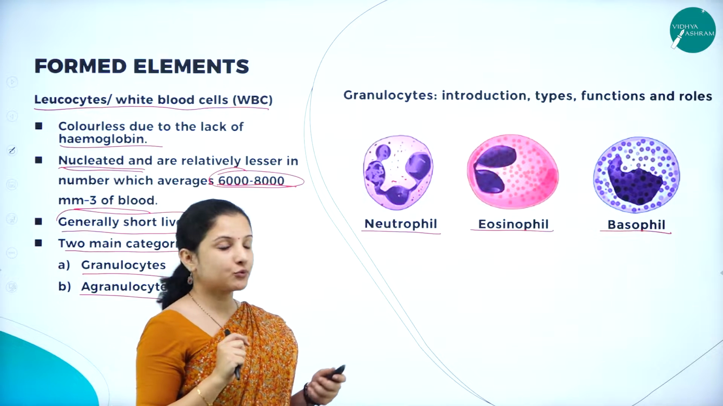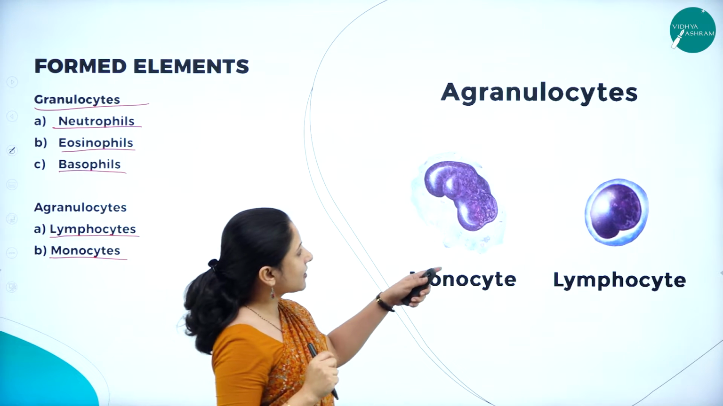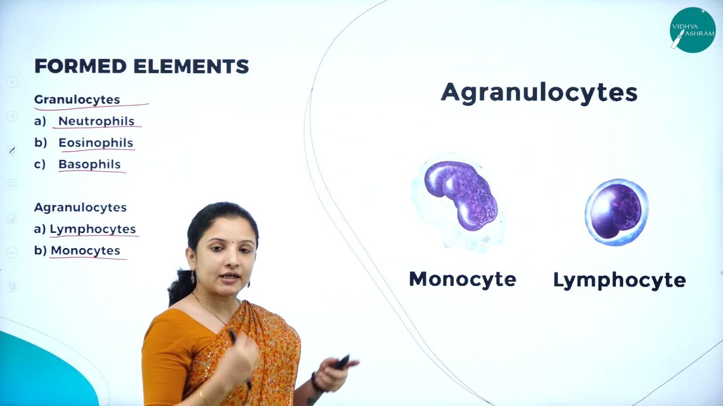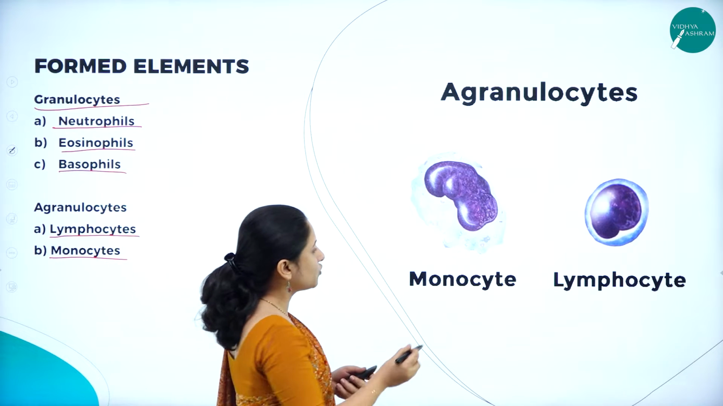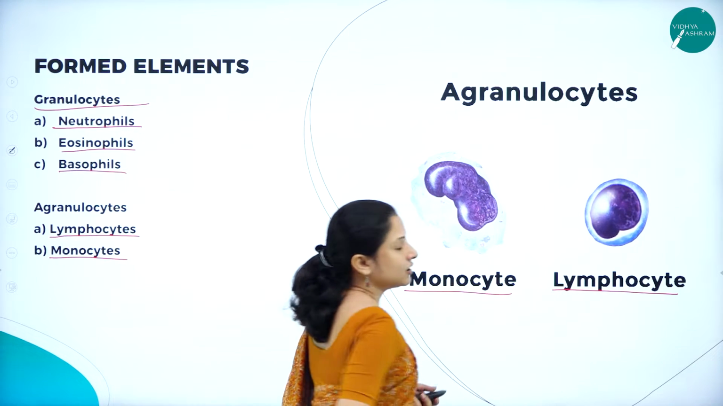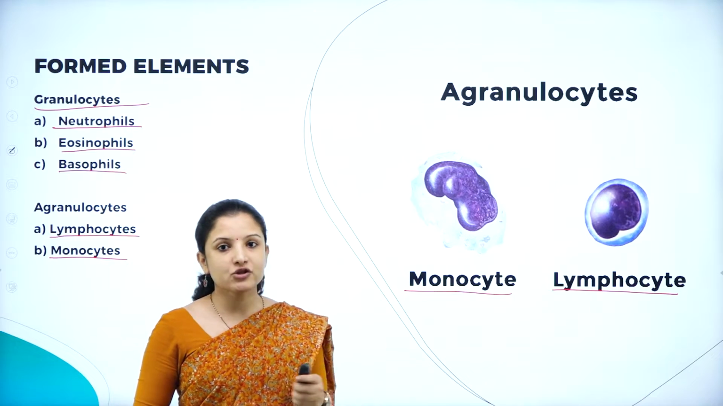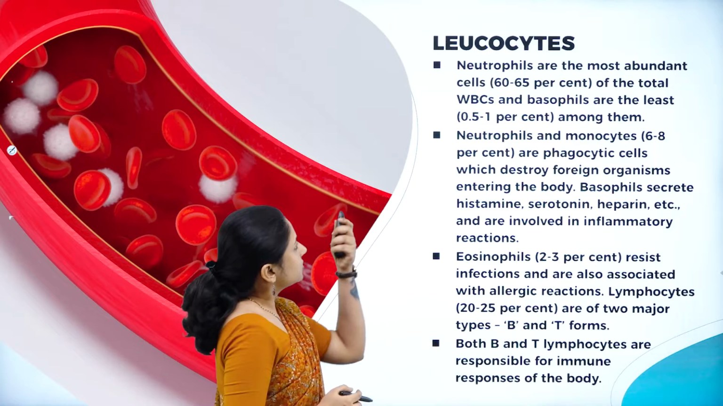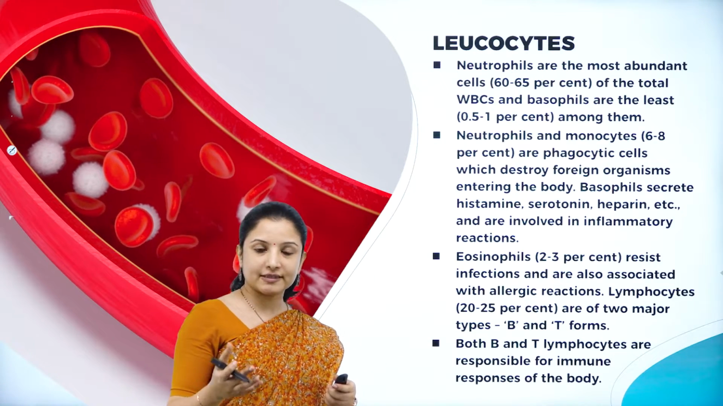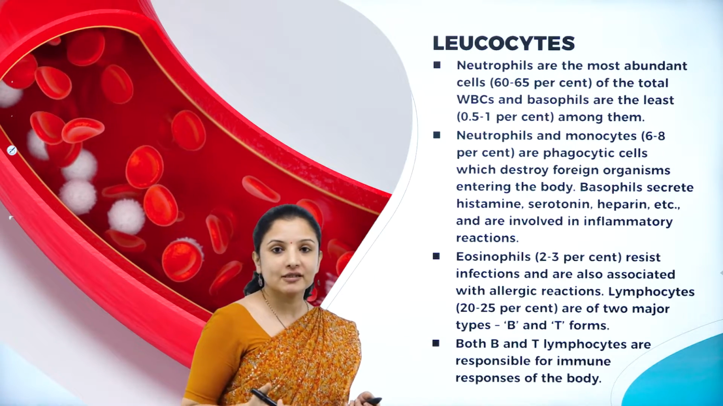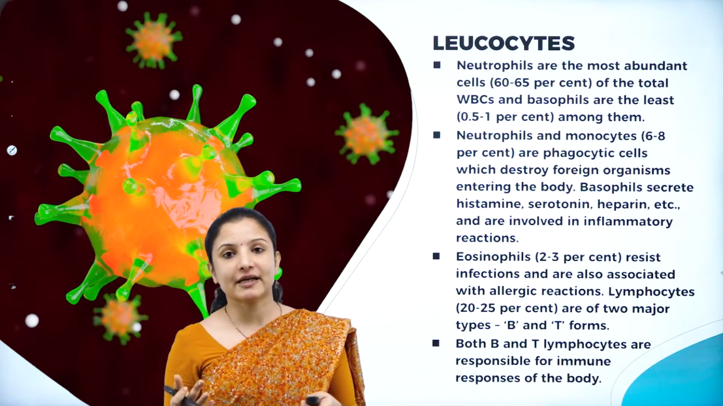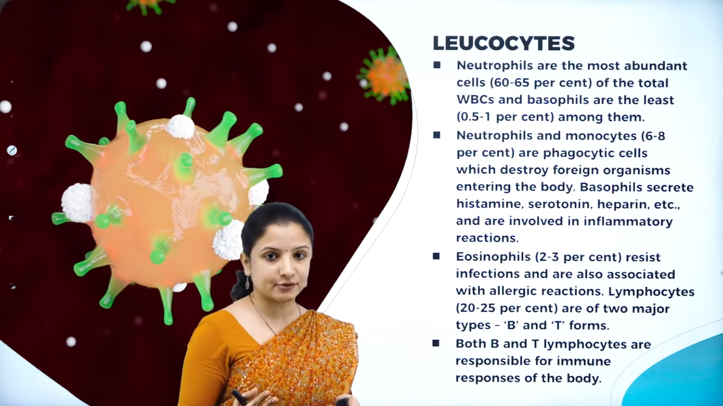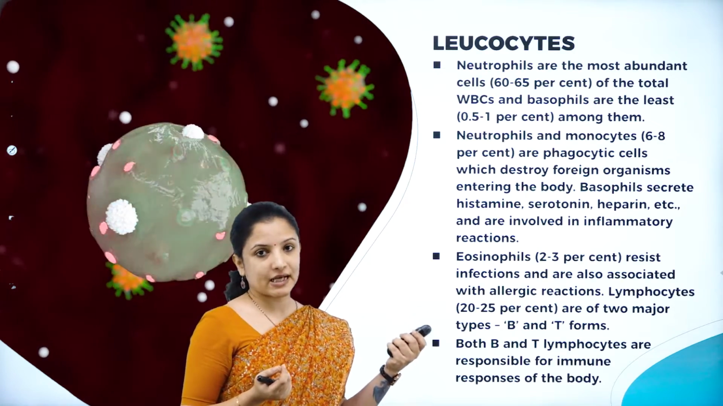Now, I'll show you the difference with agranulocytes. If you can see agranulocytes, inside you do not see granular-like substances, right? So that is why they are called agranulocytes, and they are of two types, monocyte and lymphocyte. We shall look into each of these, and what exactly their functions are. Talking about the different granulocytes, they are the eosinophils, the neutrophils and the basophils, right? We shall see what exactly their functions are.